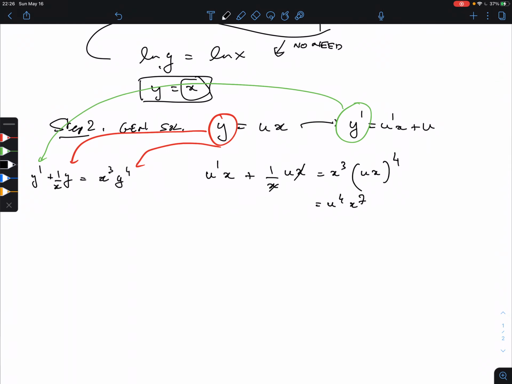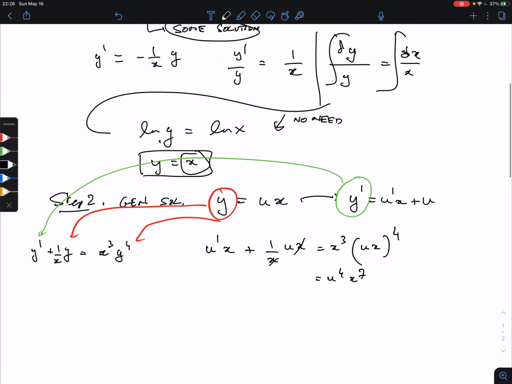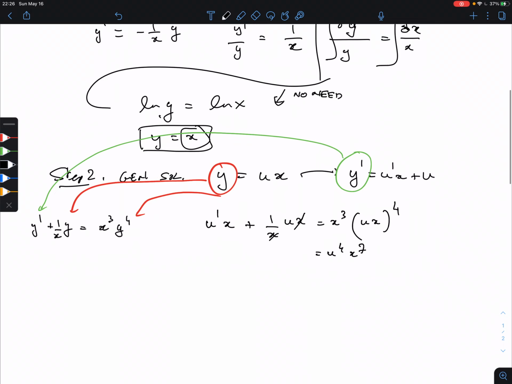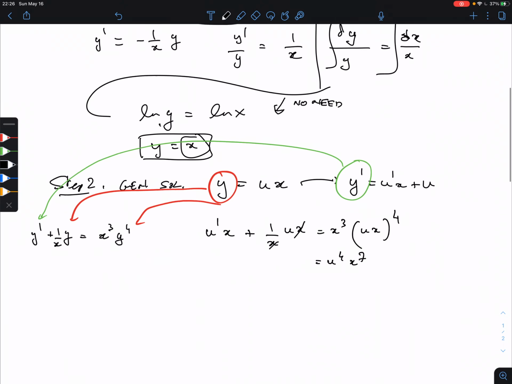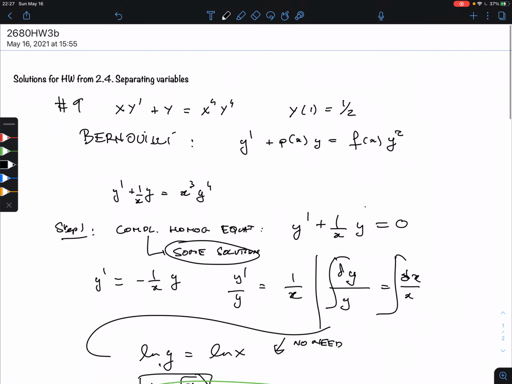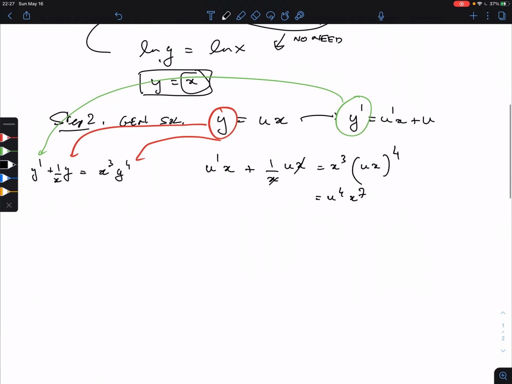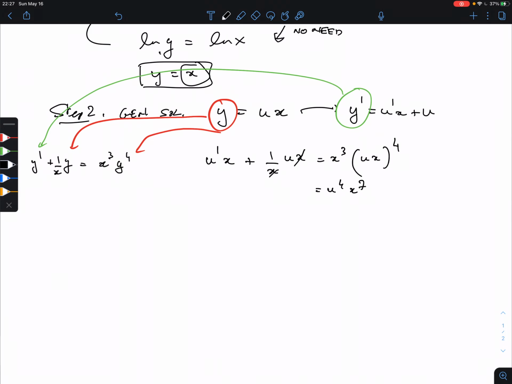And what does that now do? Let's see what we have now. Did I copy this right? x cubed, y to the fourth. Oh, yeah, okay, that's okay. So what we have is u prime x plus u equals u to the fourth x to the seventh.